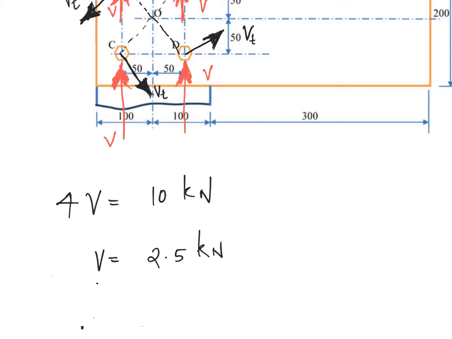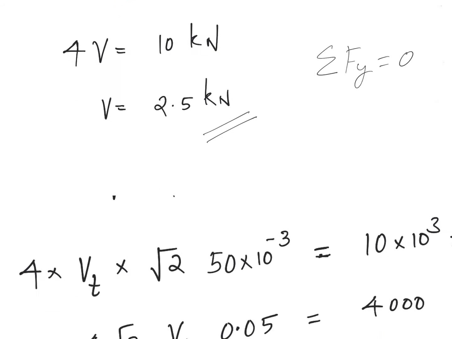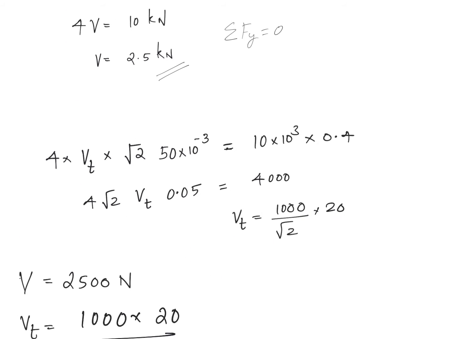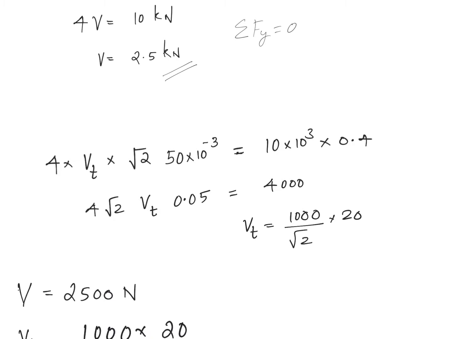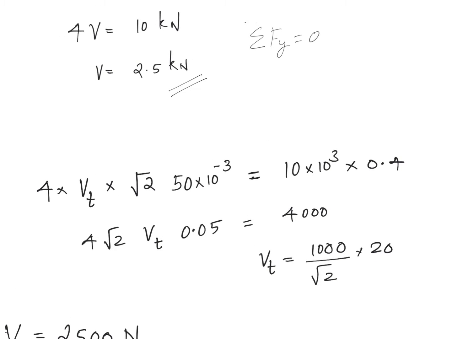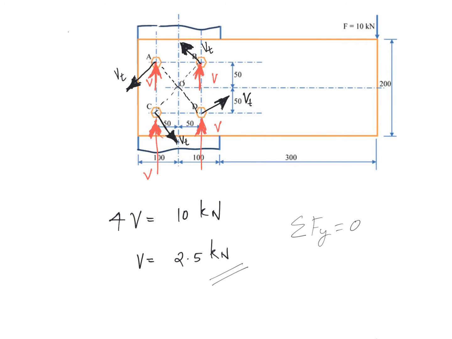Why is it? It comes from the fact that when you take the summation of forces in the y direction equal to 0, you arrive at this. So V is known to us. Now let's take the moment balance. Moment balance is also fairly easy, because we have here four Vt's, then this root 2 times 50 millimeter, which I'm converting to meters. Root 2 times 50 millimeter is this distance. I can show it to you in the figure.